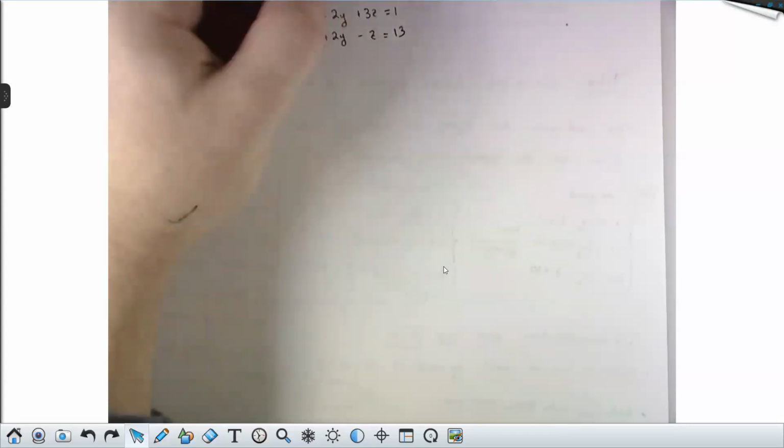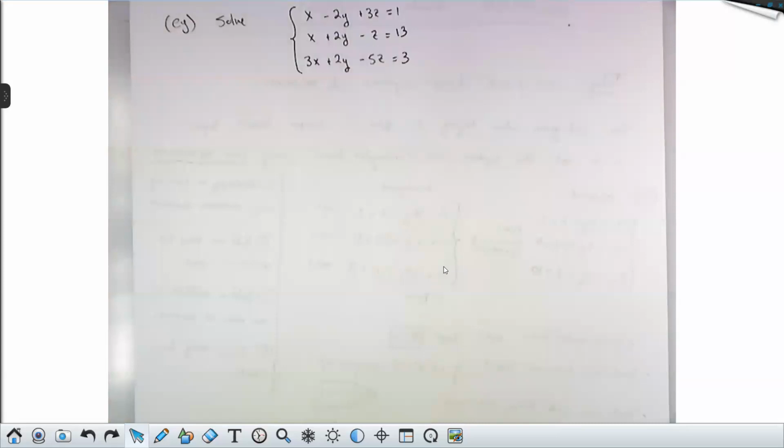So if your system is already in triangular form, life is good. Let's take a system that is not in triangular form, like x minus 2y plus 3z equals 1, x plus 2y minus z equals 13, and 3x plus 2y minus 5z equals 3. We're going to solve this by using row operations to put it into triangular form.